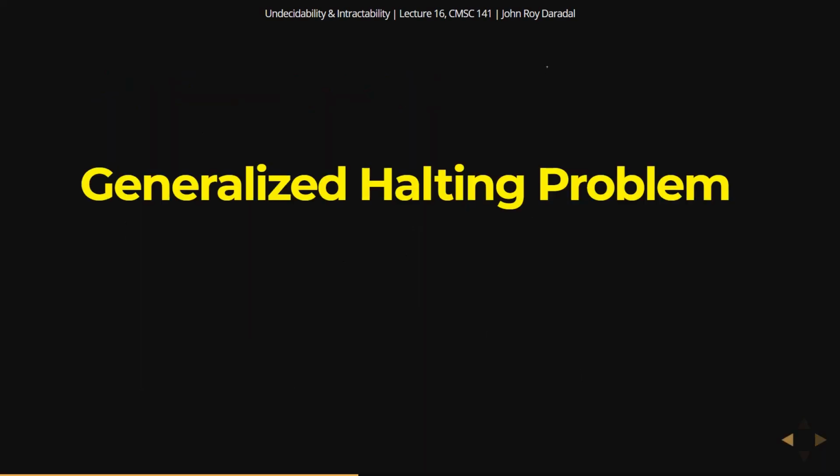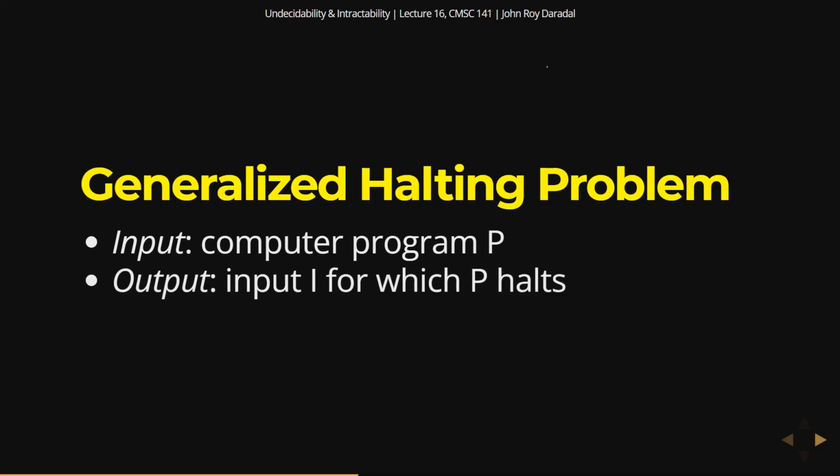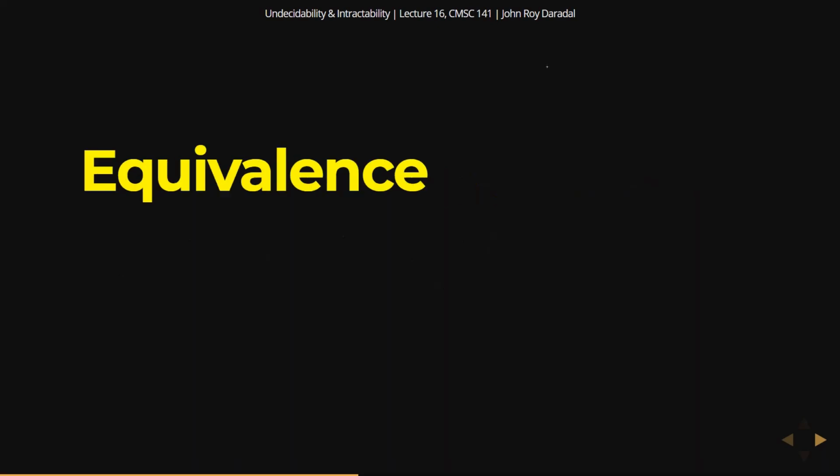There's also another problem called the generalized halting problem. Here, you're given a computer program P as an input, and the output is the input I for which P halts or stops. Earlier in the halting problem, we were given a program P and an input I, and checked if the program will stop for the given input. For the generalized halting problem, you're just given a program, and you're supposed to find the input for which this program will stop. This one is also undecidable. There is no such algorithm that exists to solve it for all possible programs.